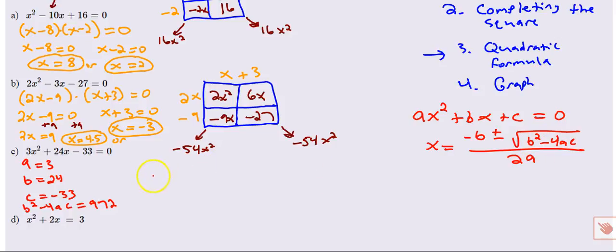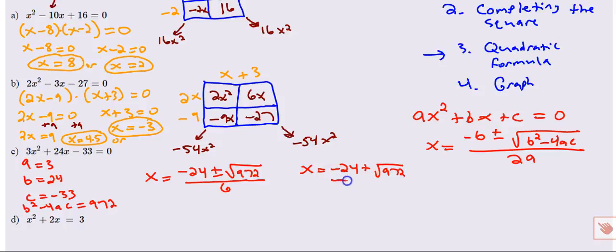So now my solutions are x equals negative b, so b is 24, so this is negative 24. It changes the sign. Plus or minus the square root of 972, all over twice a. So if a is 3, twice a is 6. So this is representing my two solutions. I have x equals negative 24 plus root 972 all over 6, or x equals negative 24 minus root 972 over 6.